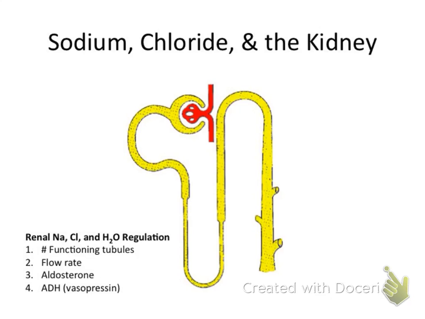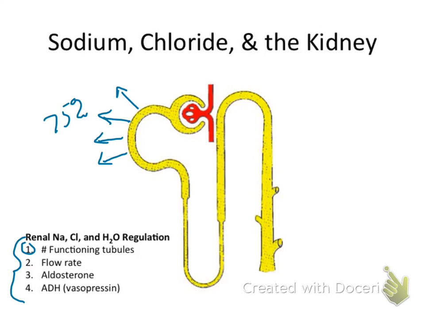In health, sodium and chloride regulation by the kidney is primarily dependent on four things. First, the majority of sodium and chloride is resorbed by the proximal convoluted tubule. So, if there is a decreased number of functioning tubules, such as in renal insufficiency, then there aren't enough functioning tubules to resorb sodium and chloride from the ultrafiltrate, and then sodium and chloride can be lost in the urine.